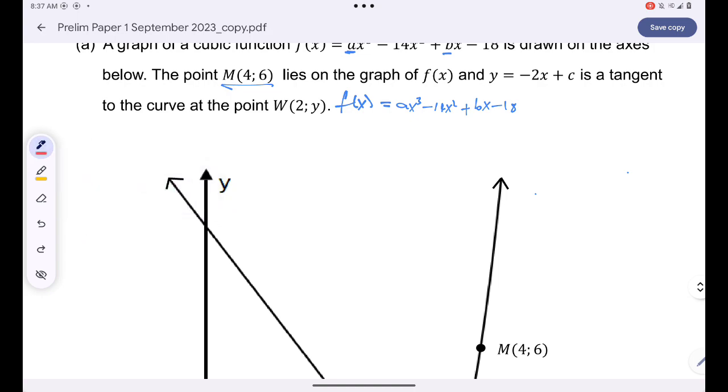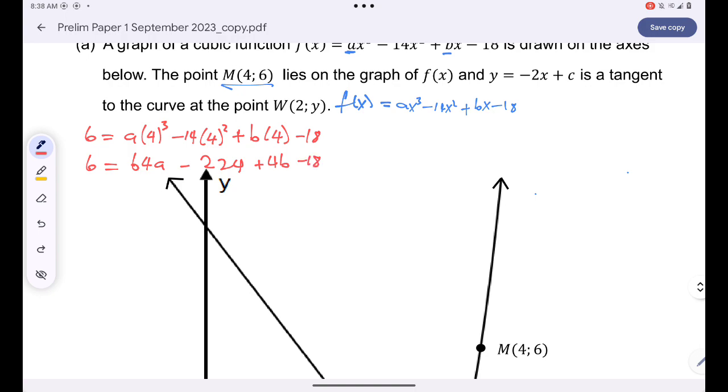The function value is 6 if and only if the x value is equal to 4. So therefore we'll have 6 is equal to 4 to the power 3, that's 64a, minus 14 multiplied by 4 squared. 14 multiplied by 4 squared is just 224, plus 4b minus 18.